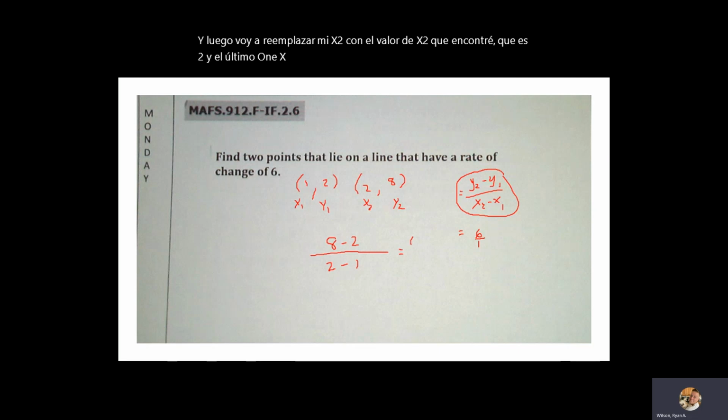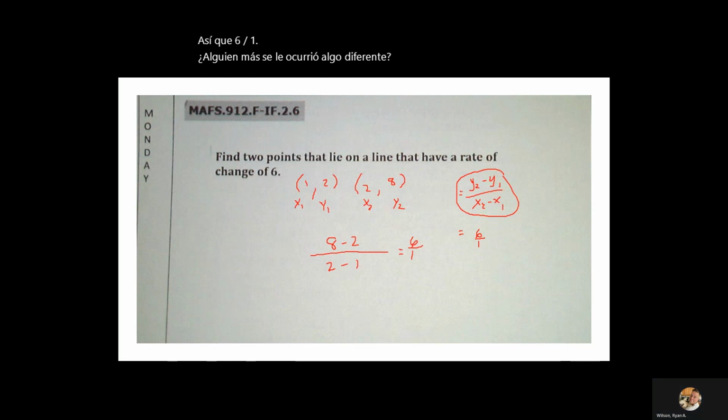So 8 minus 2 is 6. 2 minus 1 is 1. That would be an average rate of change of 6 over 1. So go ahead and write that out. Finding 2 ordered pairs that are much like those, you'd have to have 6 on top. Change of y on top is 6. Change of x is 1 on the bottom. So 6 over 1. Did anybody else come up with something different? All right.